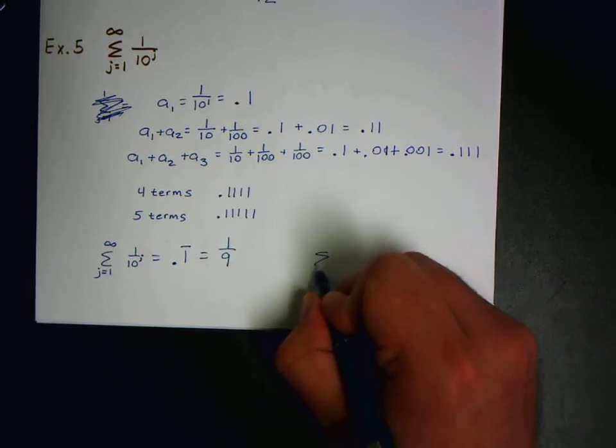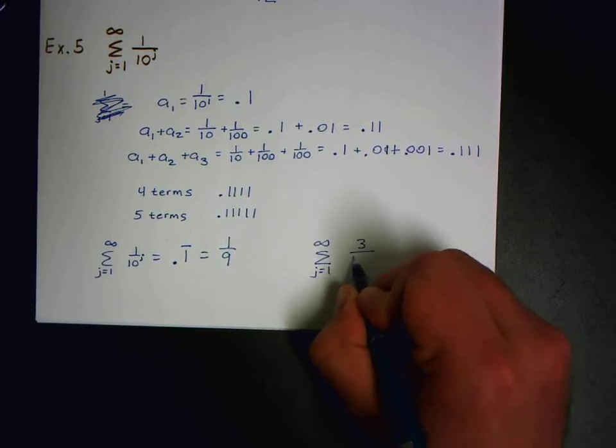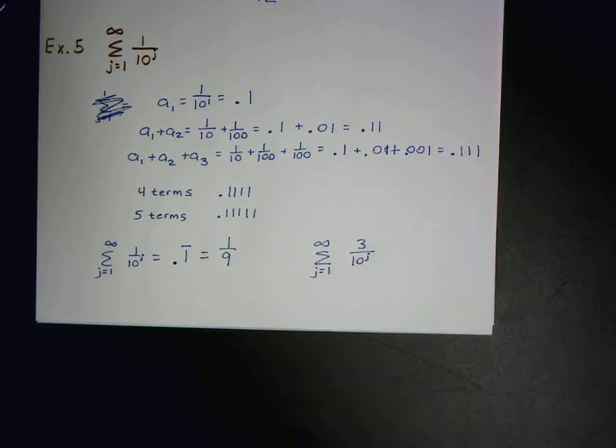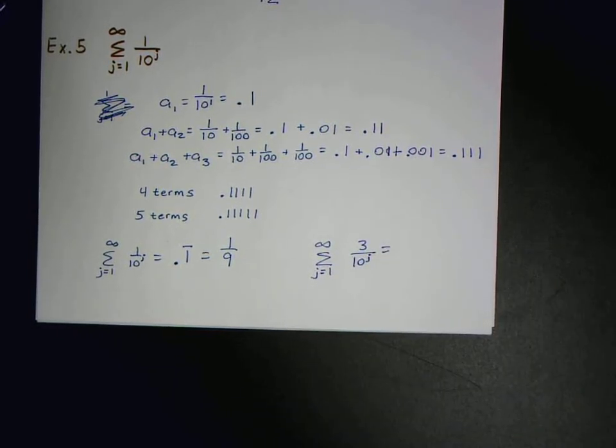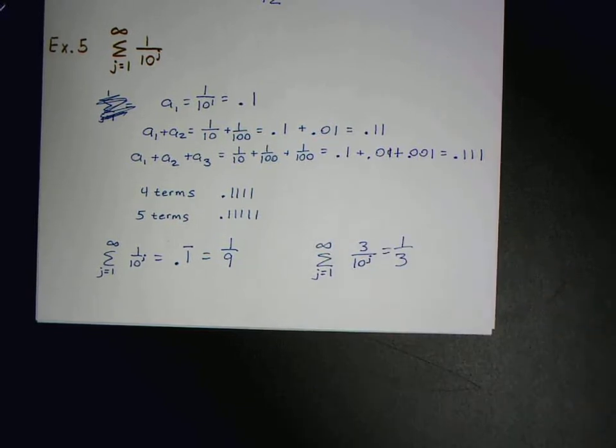Okay, so if I did this, what does that equal? Because that's going to take each of those terms times 3, right? So it's going to give you 0.3, then 0.33, then 0.3333, 0.33333. So you're going to get 0.3 repeating, which is 1/3.